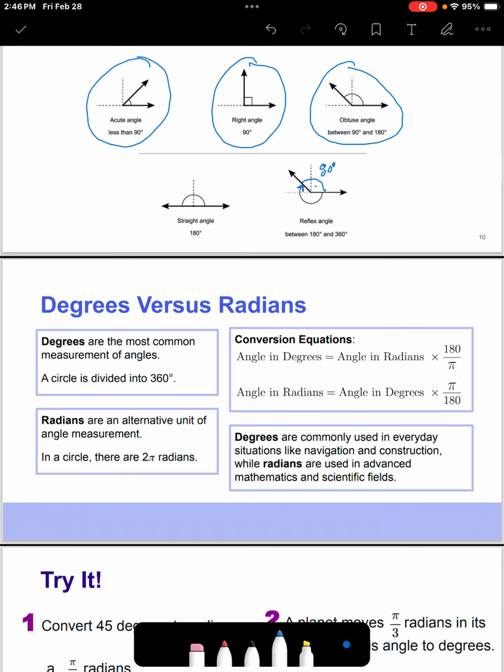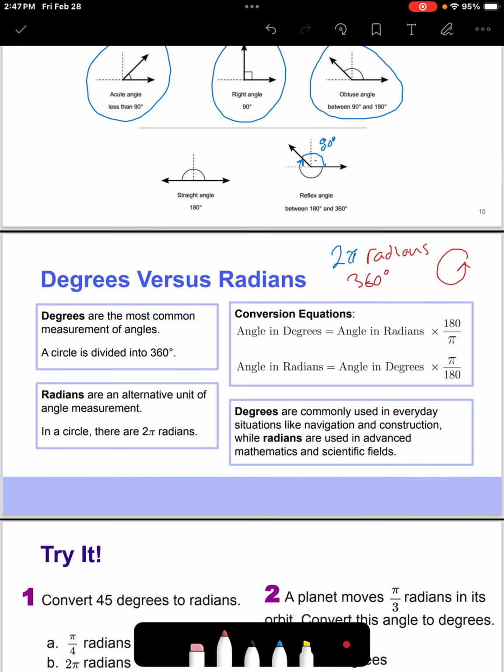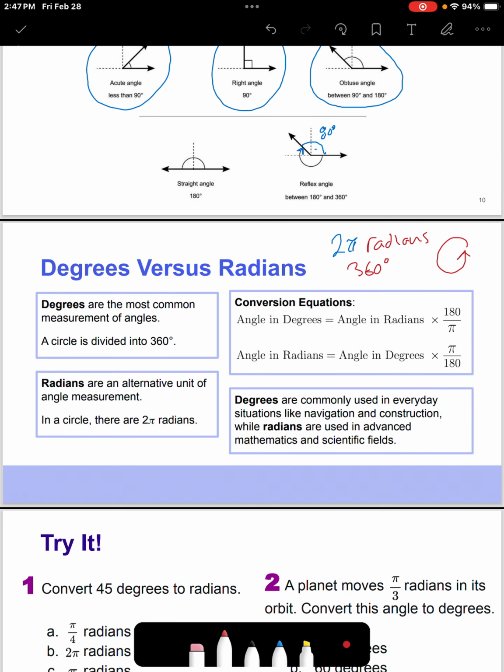Degrees versus radians. Degrees are the most common measure of an angle. A circle is divided into 360 degrees. Radians are an alternative unit of angle measure. In a circle, there are 2 pi radians. So 2 pi radians is the same as 360 degrees. It's one complete revolution around the midpoint. To convert degrees to radians, you use this formula. To convert radians to degrees, use the other formula. Degrees are commonly used in everyday situations like navigation and construction, while radians are used in advanced mathematics and scientific fields.